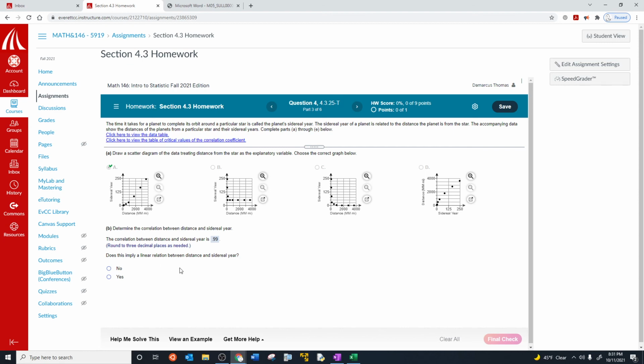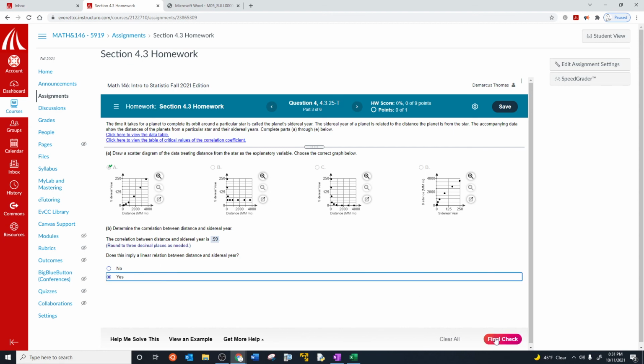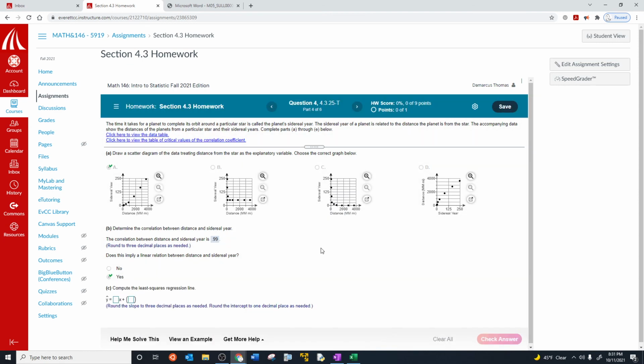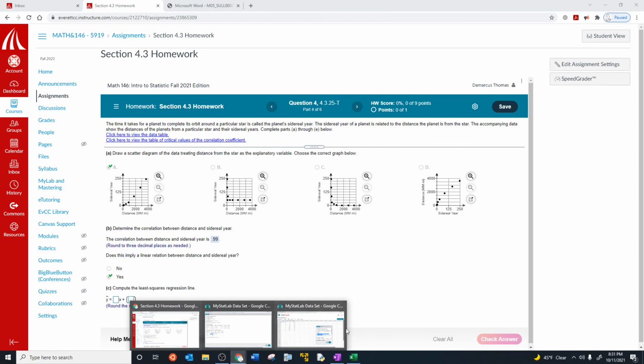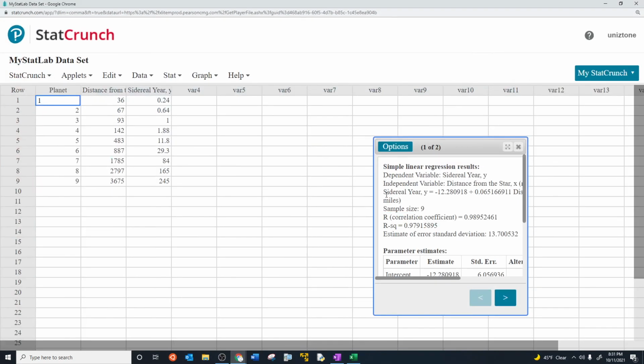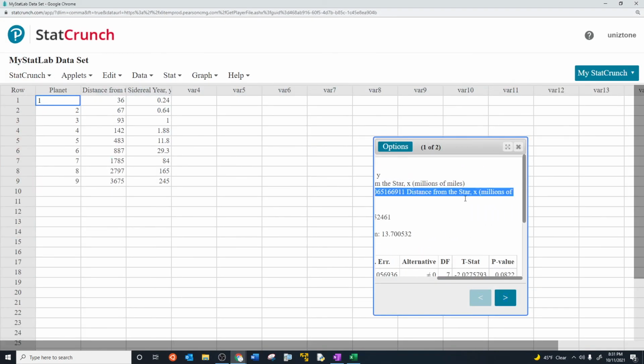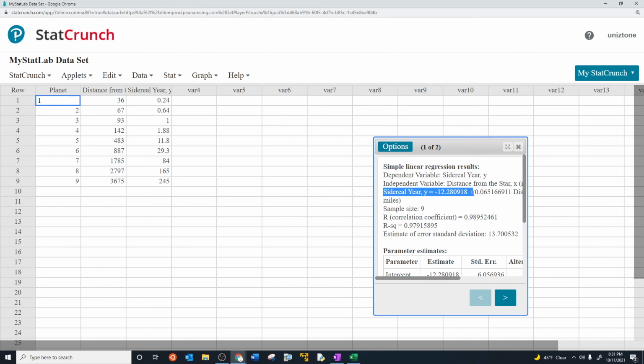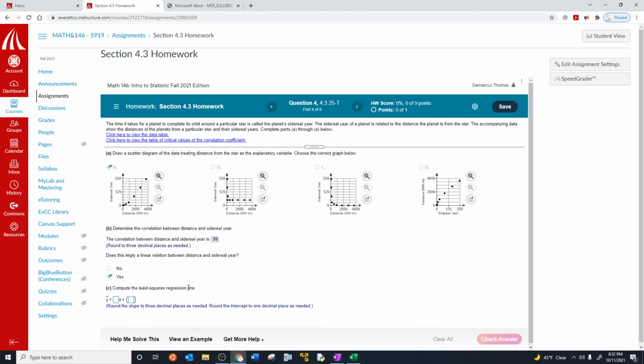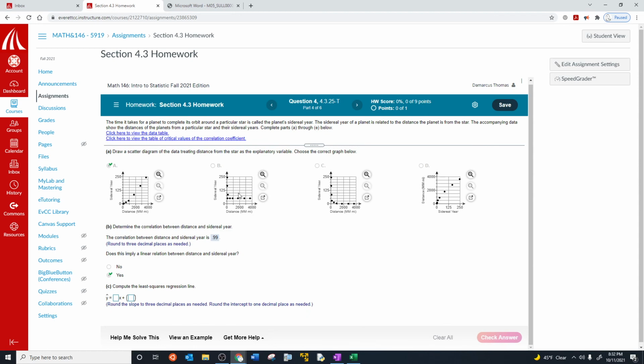Does this imply a linear relationship? Yes, it does. Compute the least squares regression line. That was provided by StatCrunch. There's your y-intercept, and this one's going to be your slope. You would round it off, of course, to 3 places. So that was that one.